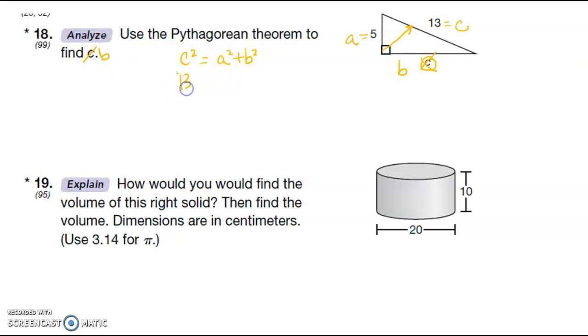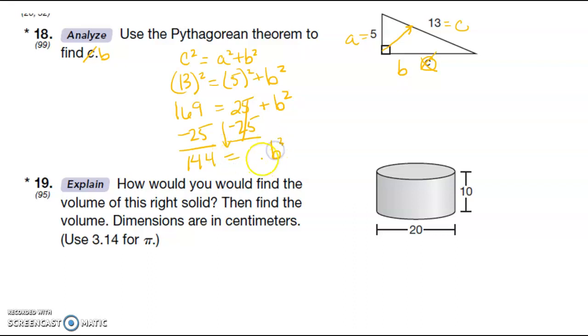So C, 13 squared, is equal to 5 squared plus, I don't know what B is, that's what we're finding. 13 times 13 is 169, 5 times 5 is 25. I need to get B by itself, so I'm going to subtract 25. Awesome. So this is 144, this is nothing, my equals comes down, my B squared comes down. Square root both sides, and I get B is equal to 12.